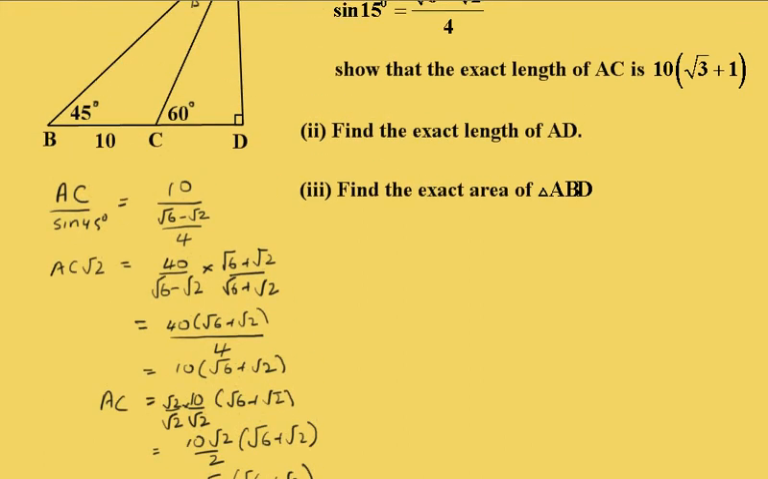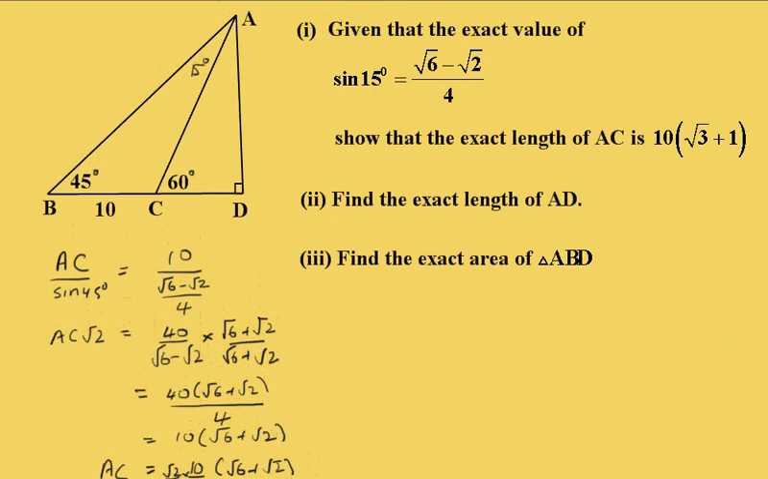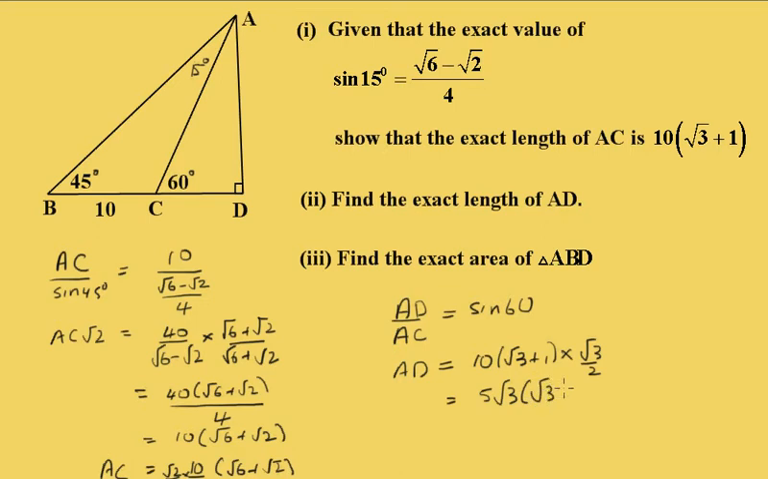The second part is to find the exact length of AD. Right, so we can see we've got a right angle triangle there. So we can see that AD over AC is equal to the sine of 60. So AD is equal to AC, which we just worked out, 10 outside of root 3 plus 1, times sine 60, which is root 3 over 2. Now simplifying that, that becomes 5 root 3 outside of root 3 plus 1.